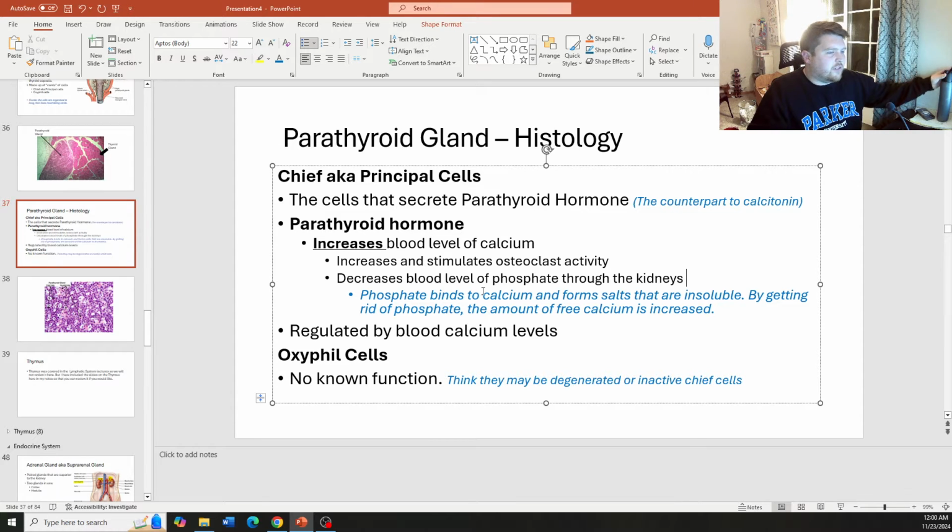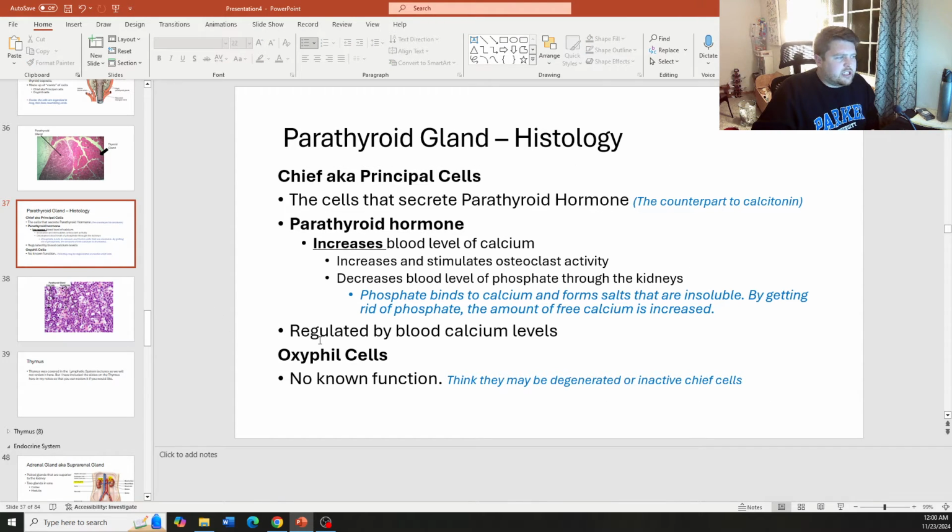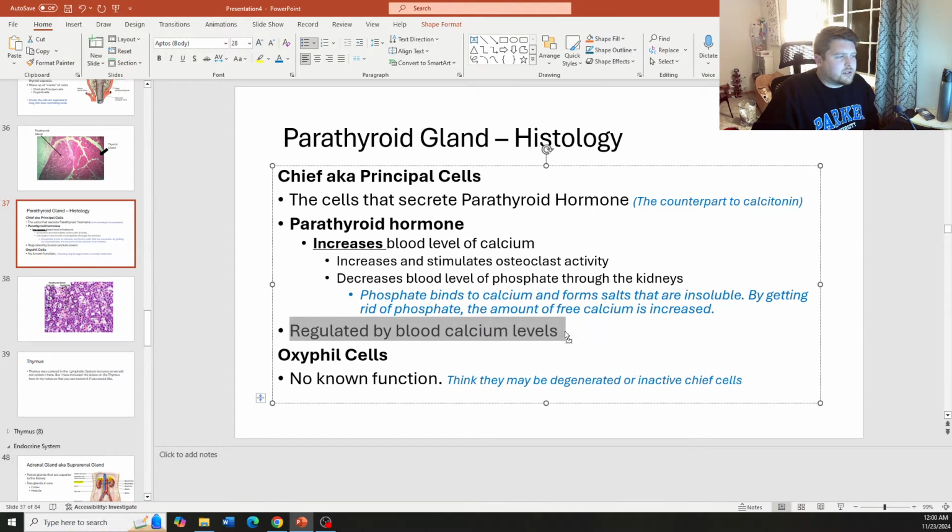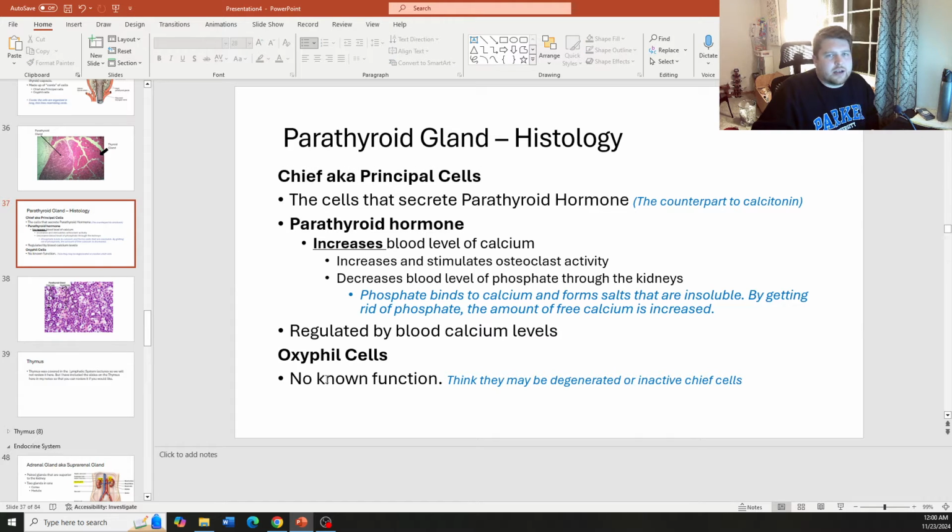This is because phosphate likes to bind to calcium, and it forms a salt. And when it's bound to that calcium in the salt form, the calcium can't be used. So by getting rid of the phosphates, we have more free calcium in the blood. And these are completely regulated by blood calcium levels. It keeps an eye on the blood calcium and then enacts accordingly.